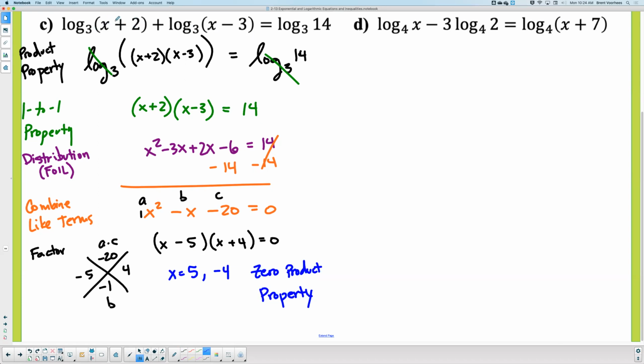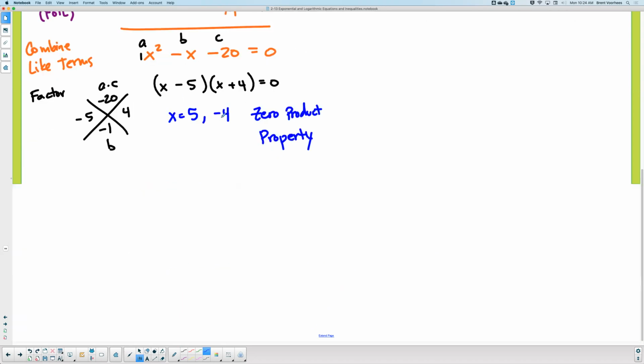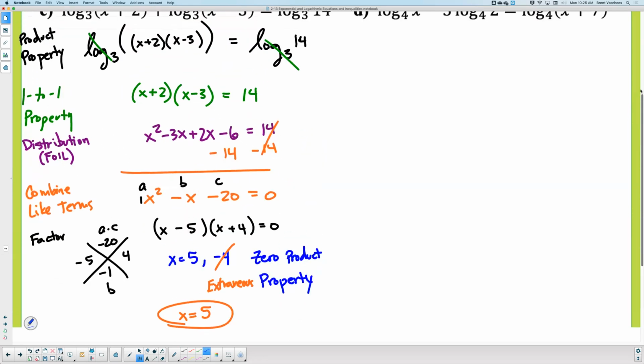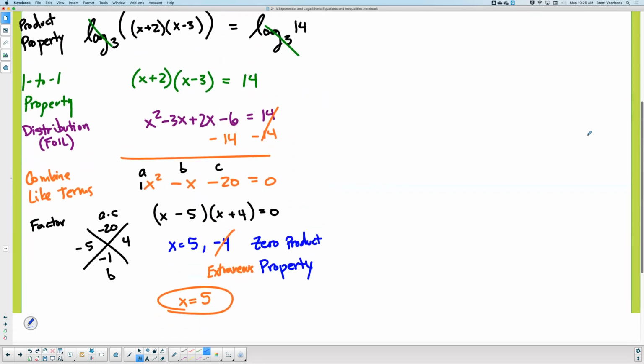What's -4 plus 2? Can you have a negative log? No. So my actual answer, the -4, is extraneous. So I'm going to mark that this is an extraneous answer. So my only answer is x equals 5. Extraneous answers are not true solutions. Once again, are extraneous solutions true solutions? No. So you don't include it. That's extraneous.